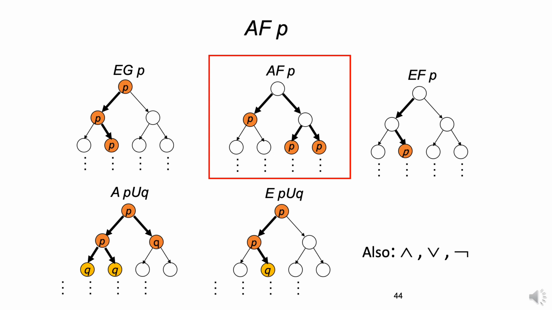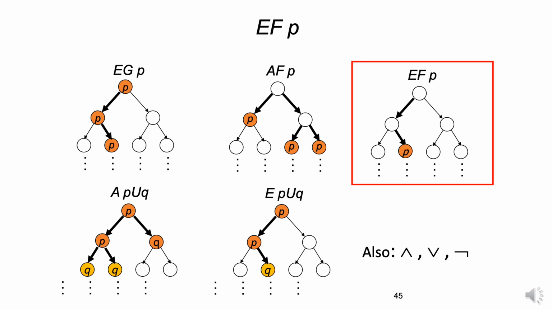AFP means that in all the paths that start in the current node, there exists a node that satisfies P. So A stands for all the paths that start at the current node, and F stands for there exists a node on the path. EFP means that there exists a path on which there exists a node that satisfies P. There are other modal operators, and we also can combine formulas using the Boolean operators and, or, not.